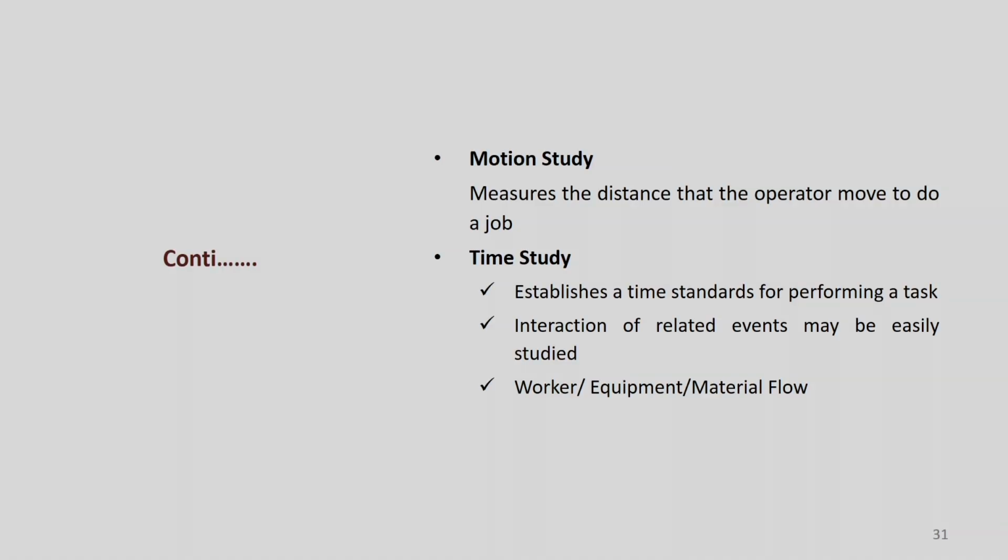Motion study measures the distance that operators move to do a particular job, and time study helps to establish a time standard for performing a task. Interaction of related events may be easily studied, including worker, equipment and material flow. So motion is only the distance, while time study talks about the time measurement.